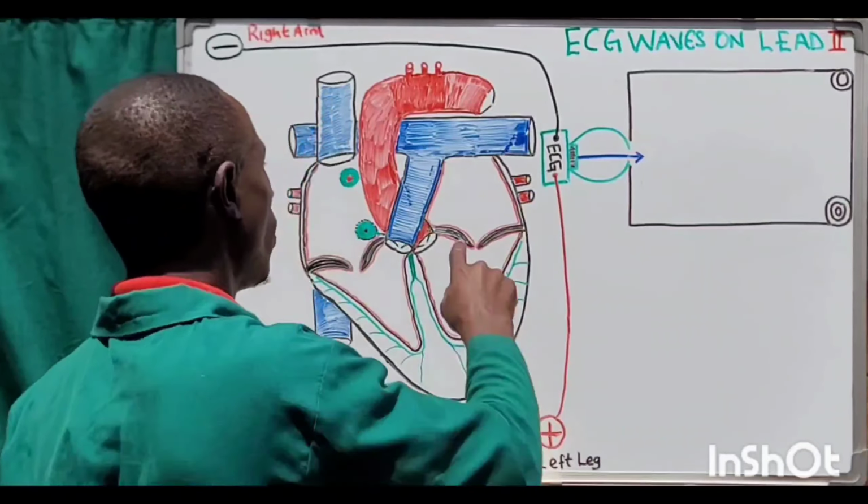Now, when the depolarization spreads throughout the entire atrium, it also causes them to contract to push the blood down. Now, this depolarization does not cross from the left atrium down to the ventricles on these sides.